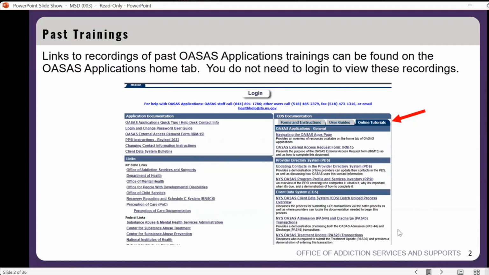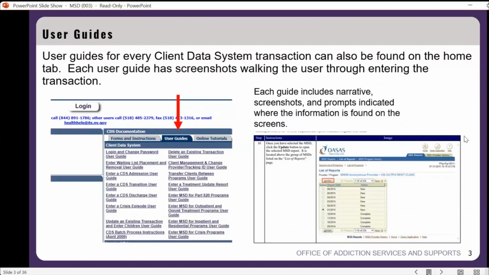For past trainings, links to recordings of past OASAS applications trainings can be found on the OASAS applications home tab. You do not need to log in to view these recordings. User guides for every client data system transaction can also be found on the home tab. Each user guide has screenshots walking the user through entering the transaction. Each guide includes narratives, screenshots, and prompts indicating where the information is found on the screens.